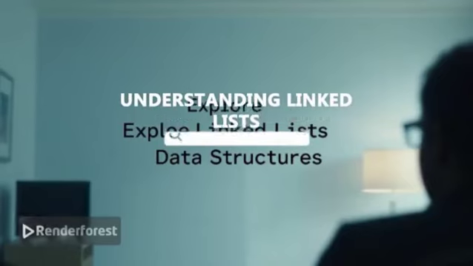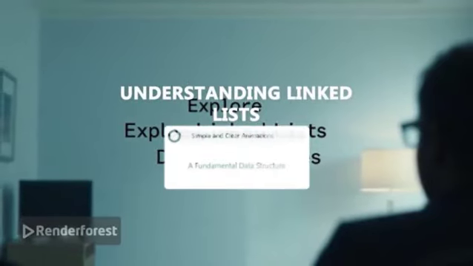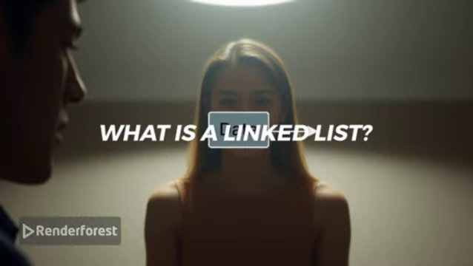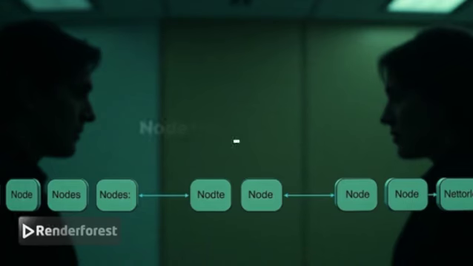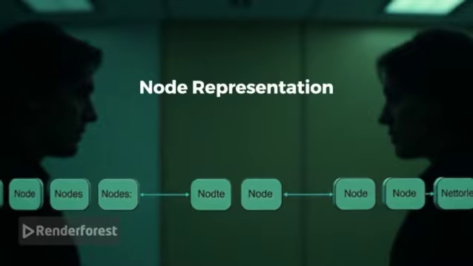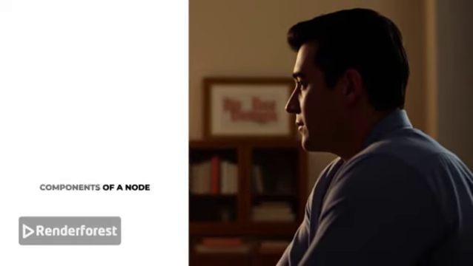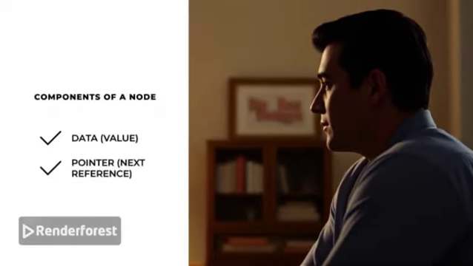Let's explore linked lists and data structures. In a linked list, each node contains data and a pointer. Nodes are represented as boxes or circles. Each node has two parts, data and pointer.